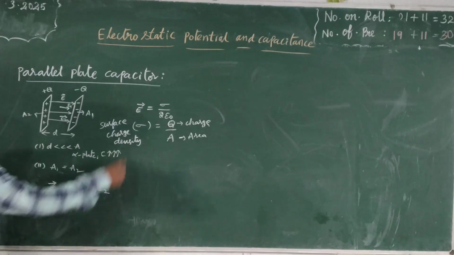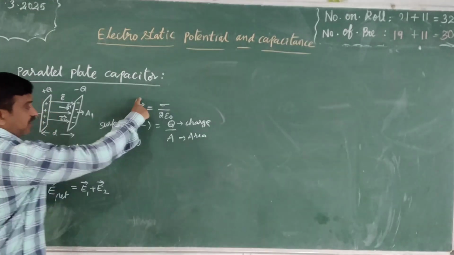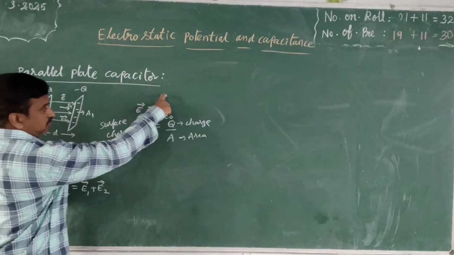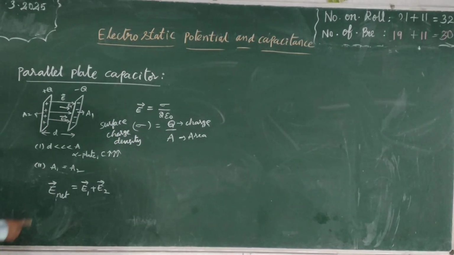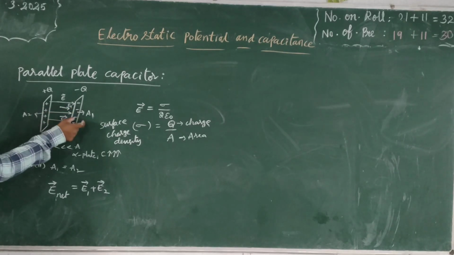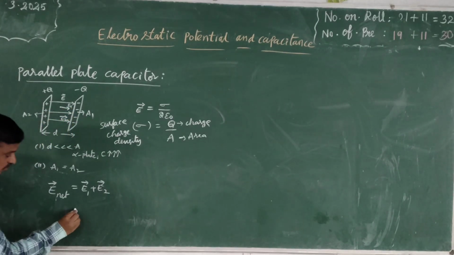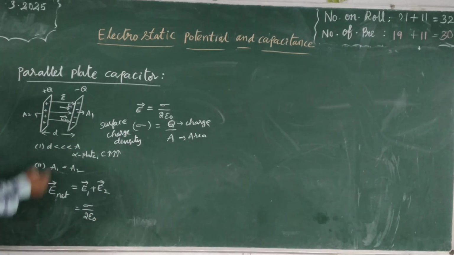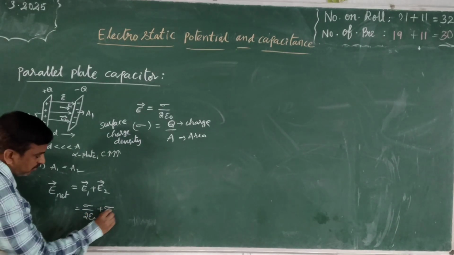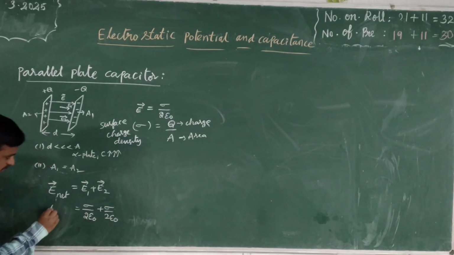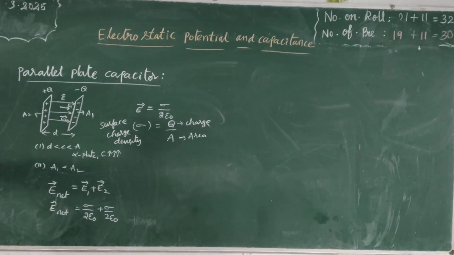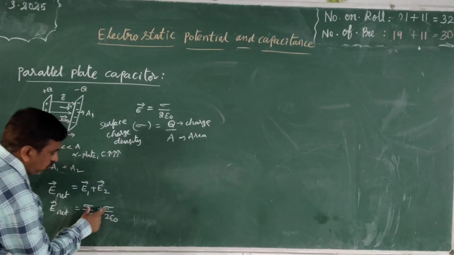Here, the electric field due to an infinite plane sheet: this is one infinite plane sheet, and this is another. The formula is sigma by 2 epsilon naught. Due to this one E1, due to this one E2. So E1 is sigma by 2 epsilon naught, because the area is the same here and here, plus sigma by 2 epsilon naught. So E net equals sigma by 2 epsilon naught plus sigma by 2 epsilon naught. The denominator is the same, so the numerators are added.